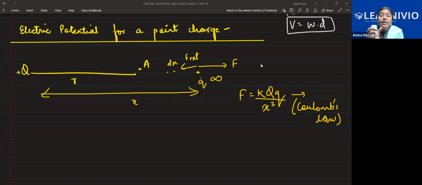That is the external force. But this is the internal force, right? We are calculating the force between capital Q and small q. This is the internal force. Okay, now one more thing. What are the differences between internal and external forces?